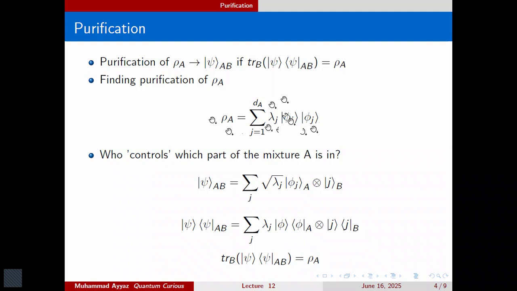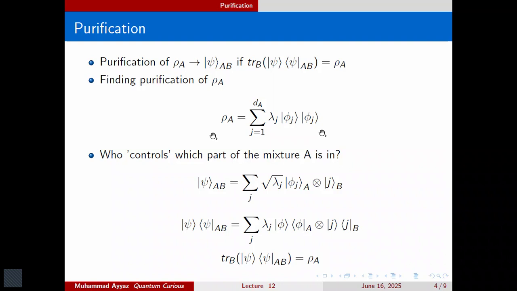We have uncertainty in subsystem A. This uncertainty could be a classical uncertainty or a quantum uncertainty. Classical uncertainty is when we have a machine that is producing some state with some probability, and our ignorance is given in the form of the density matrix.